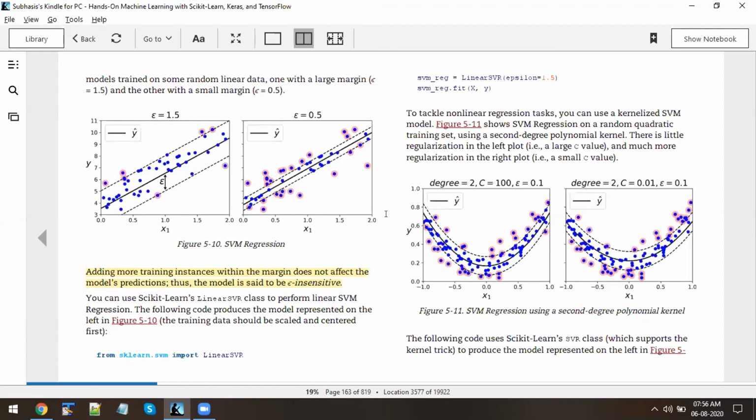So a higher C is like having a small alpha, and vice versa. Or rather, a smaller C is equivalent to having a large alpha, sorry. So if you remember that, then a high C is low regularization, and a low C is high regularization.